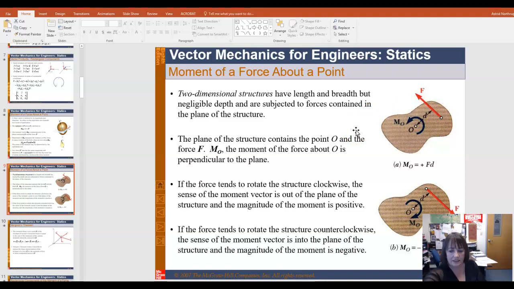So for example, put your hand along D, fold F into it. There we go, that's better. Put your hand along D, fold F into it, and your thumb comes out of the board. The rotation is counterclockwise. Both of those things mean positive.